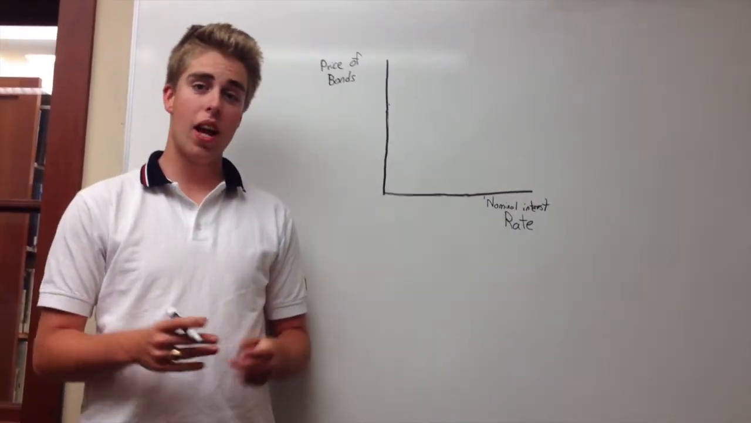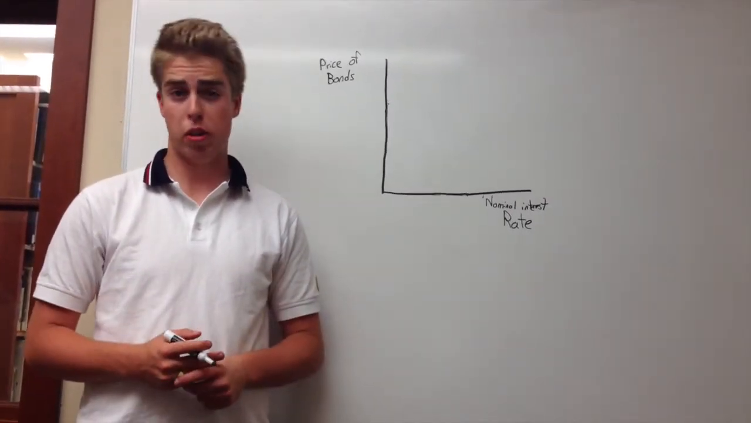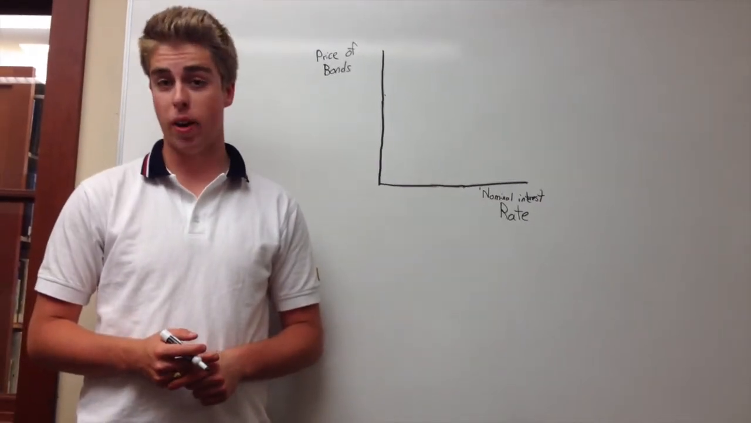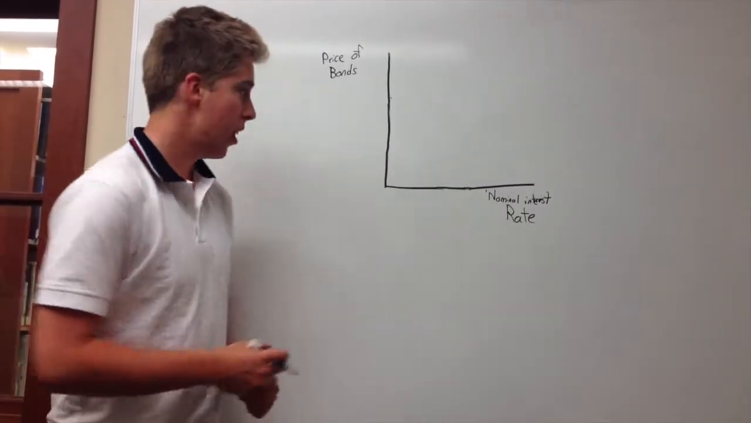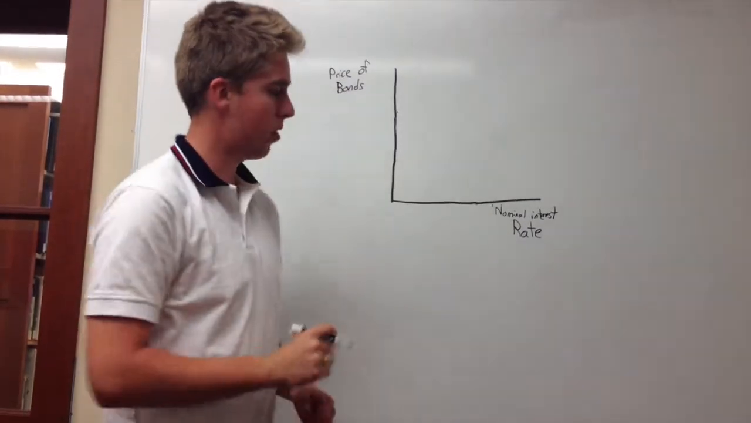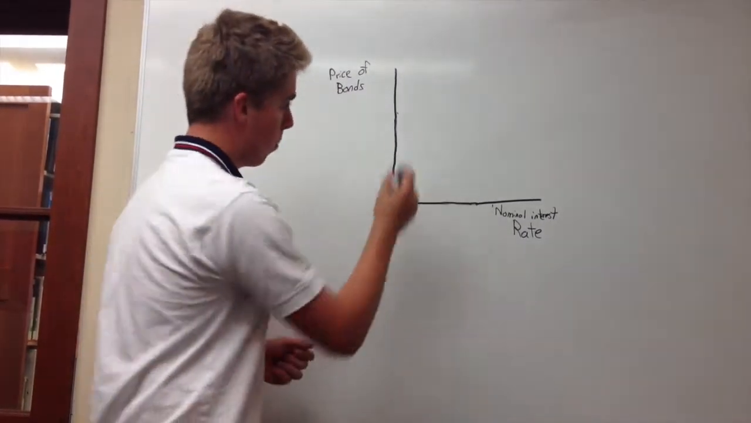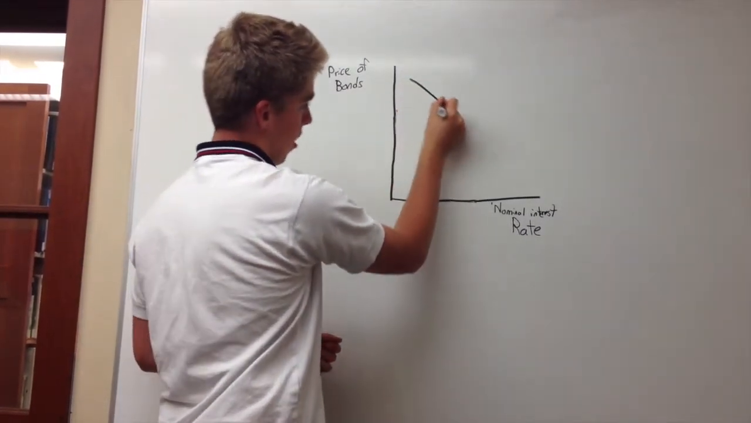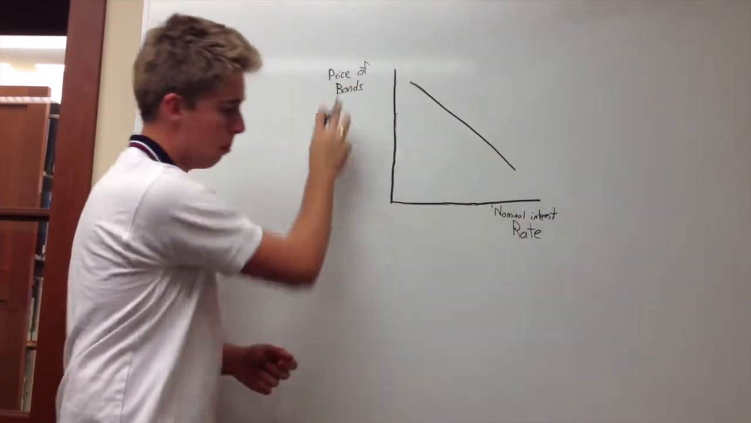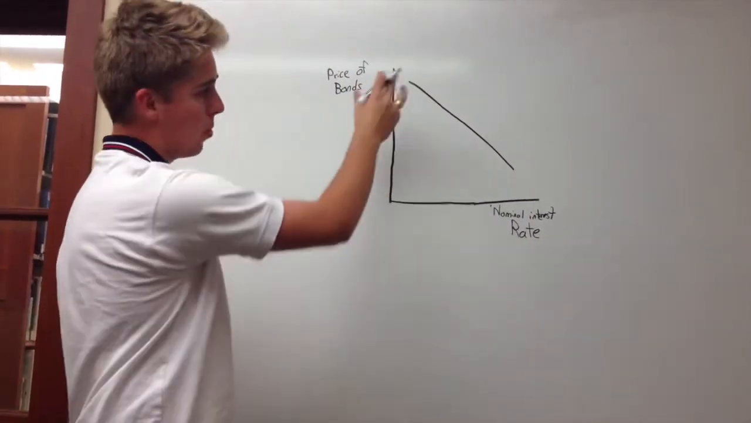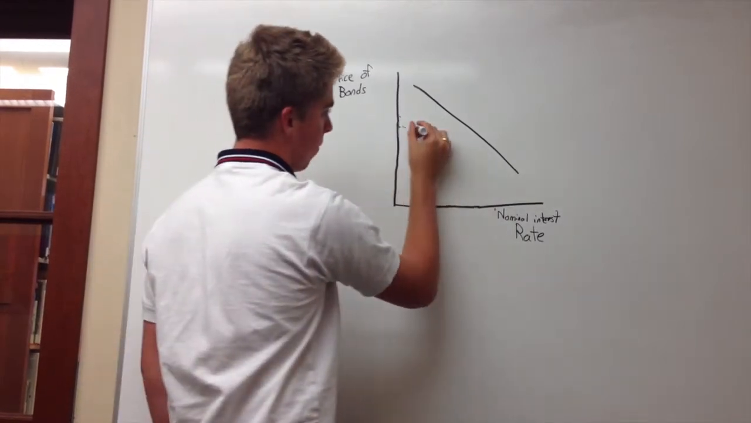Hi everybody, today I'm going to explain a cool linkage for you that you can use on your AP macroeconomic multiple choice. This is just a small linkage between the price of bonds and the nominal interest rate. So I figured out that there's an inverse relationship between the price of bonds and the nominal interest rate, and then you can represent this on a graph here.